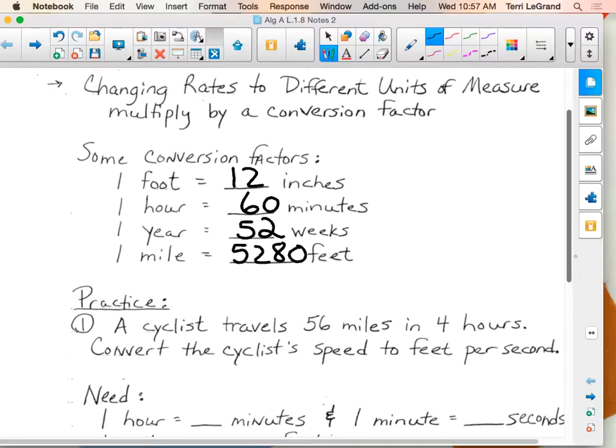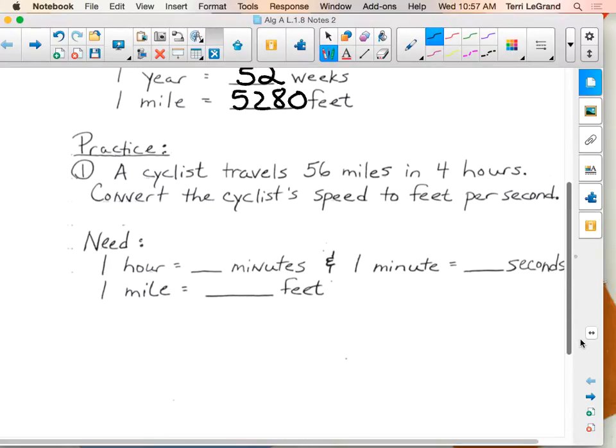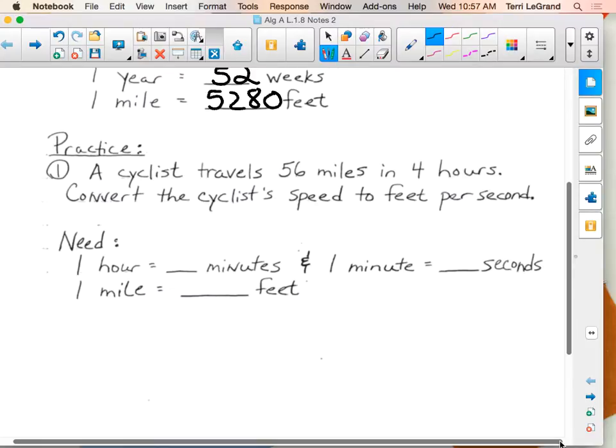How many hours in a day? 24 hours in 1 day. We know lots of them. Maybe right now you're just feeling a little blank. Okay, so you're going to do problems like this.